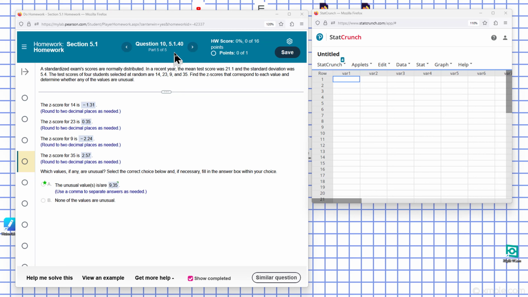Okay, this is chapter 5, section 1, problem 40. So what they want us to do, they give us the mean here. The mean is 21, standard deviation is 5.4. And they give us the test scores, and they want us to convert these into z-scores. Okay. So they want us to convert these into z-scores.